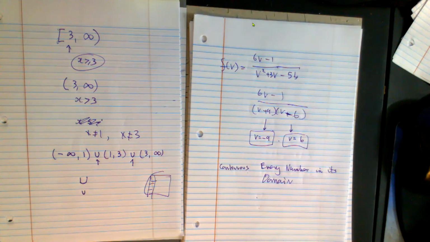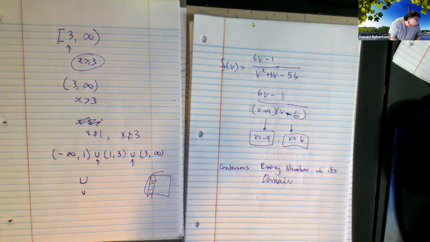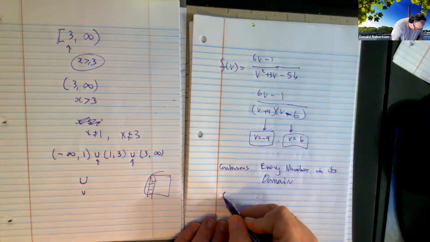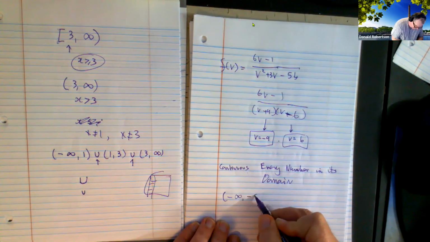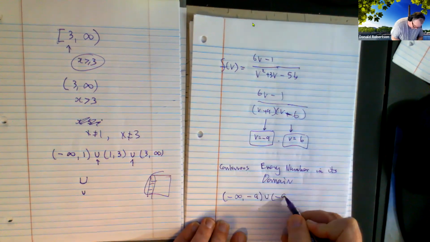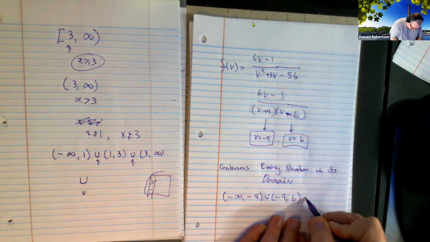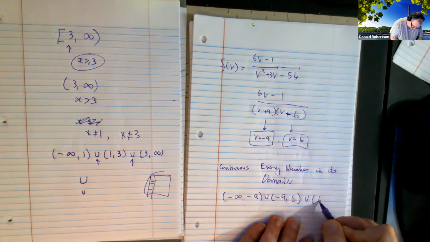So what would I write down in that box then? Because I put the huge U. Well, if you're meant to write down the interval, you would do -infinity up to -9, but don't include it. -9 to 6, but don't include it. Union 6 to infinity.